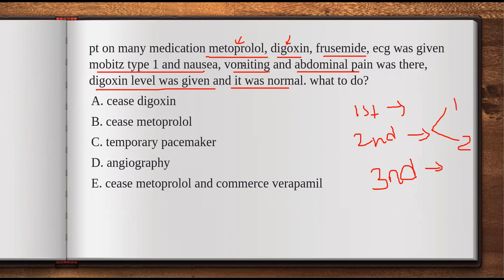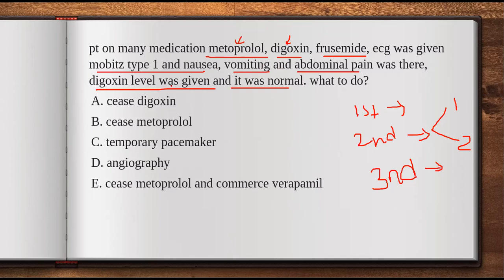But you have found this patient also having vomiting, abdominal pain. Do you remember that digoxin toxicity causes this sort of problem? Nausea, vomiting, abdominal pain, halos around the eyes, right? Now, this patient is having symptoms, and metoprolol would not cause vomiting or abdominal pain.